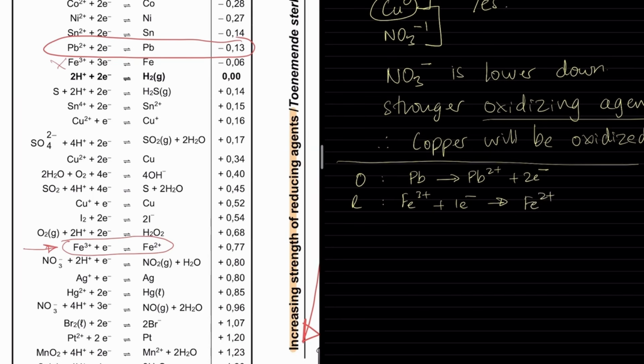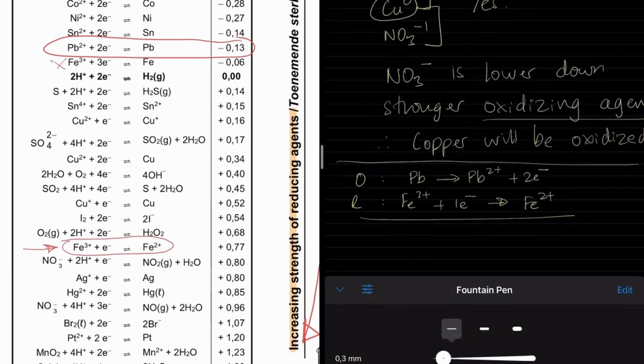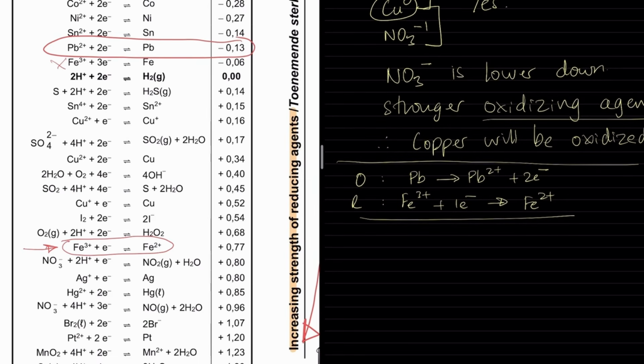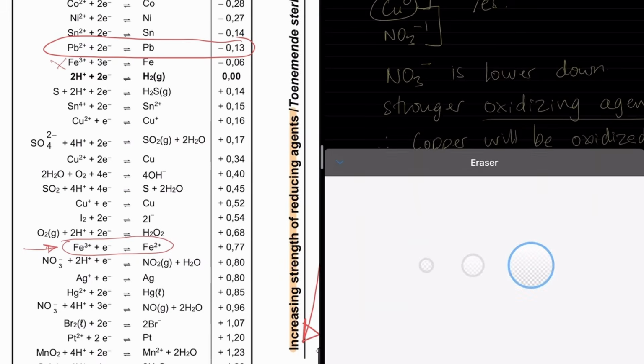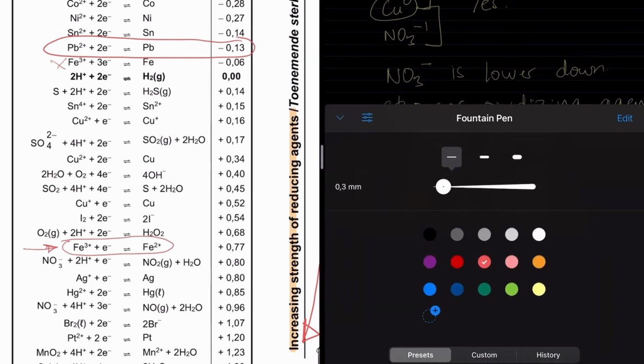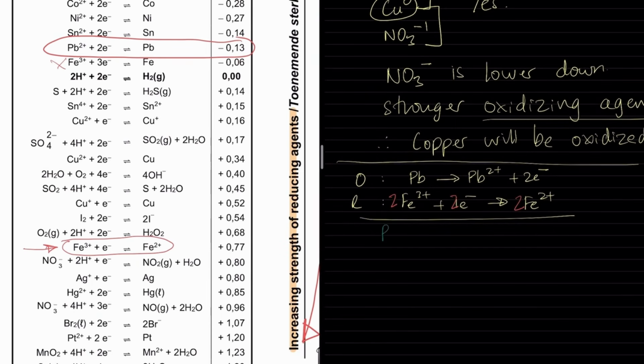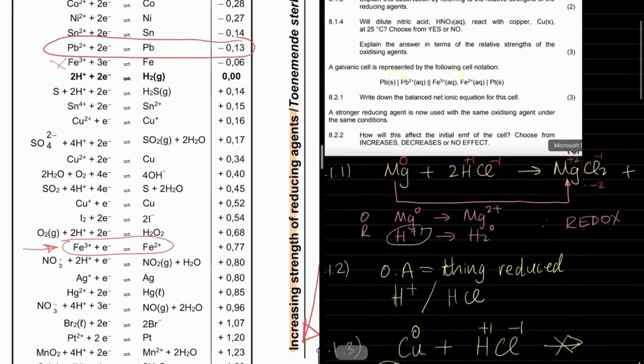Now we can't join it up to get a net ionic equation unless we balance the number of electrons. So we can see that here we have 2 and here we have 1. So we multiply everything by 2. And now that the electrons are balanced, we can bring everything down. So my answer is then simply going to be Pb plus 2Fe3 plus. The electrons cancel. And I'm going to get Pb2 plus plus 2Fe2 plus. And that's my answer. Okay, now let's move on to the next one, 8.2.2.